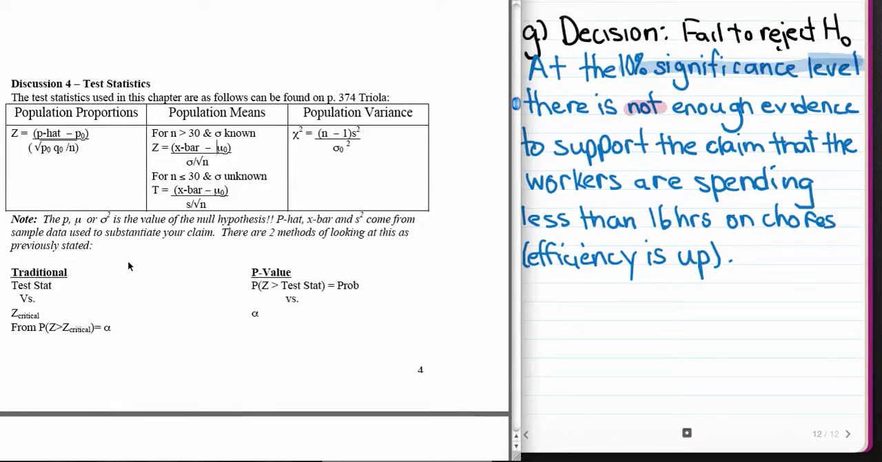Now, in the traditional test versus a p-value test, this is what we're looking at. In a traditional test, we're going to hold up our test statistic and compare it to the critical value. And in a p-value test, we're going to say the probability of a value being greater than if it's a right-tail test, less than if it's a left-tail or lower-tail test. That probability versus the alpha. That's how we're going to compare it.